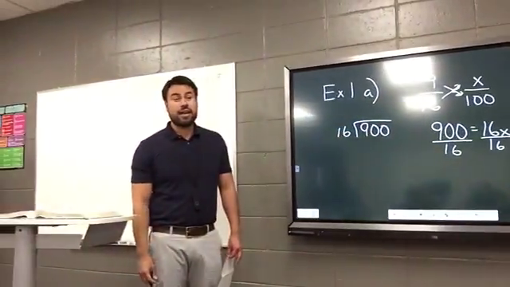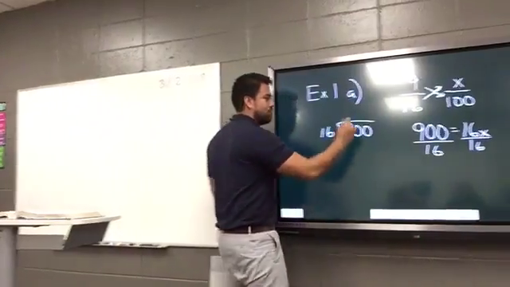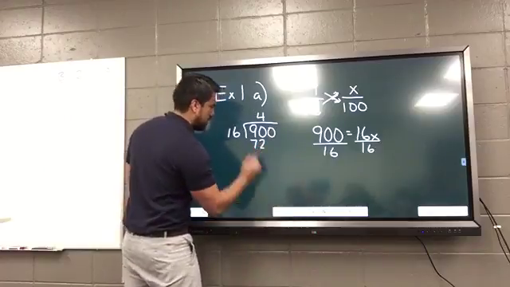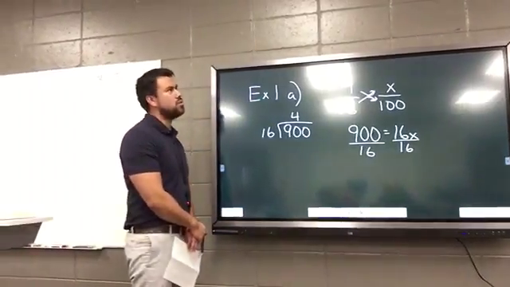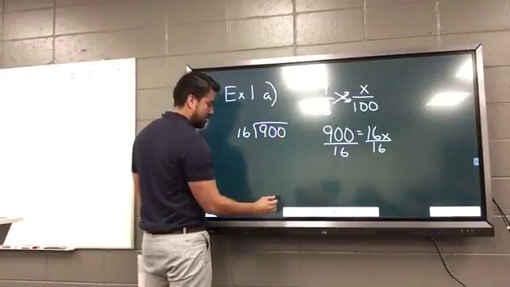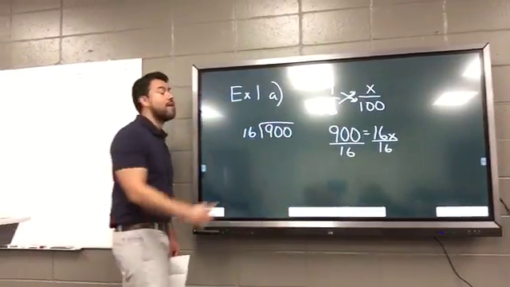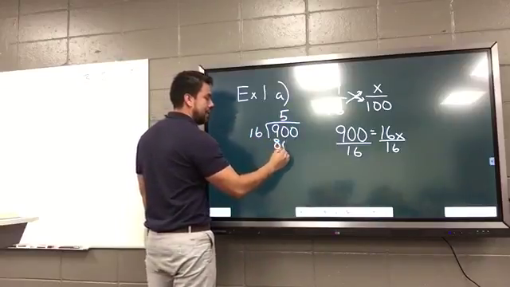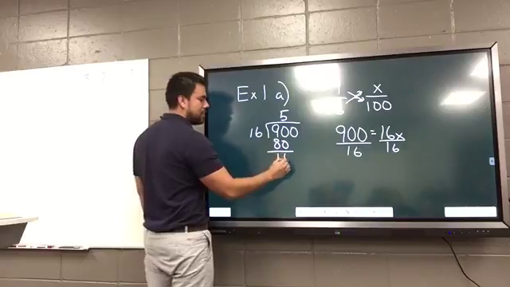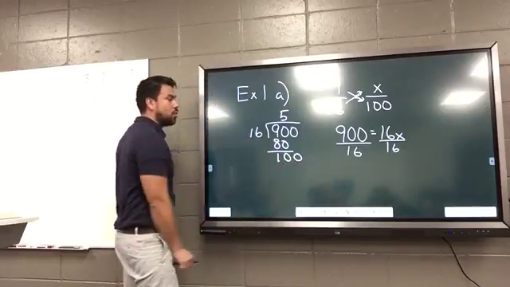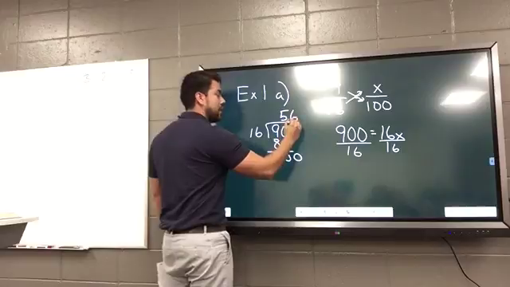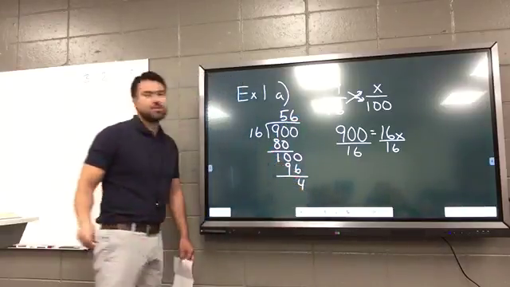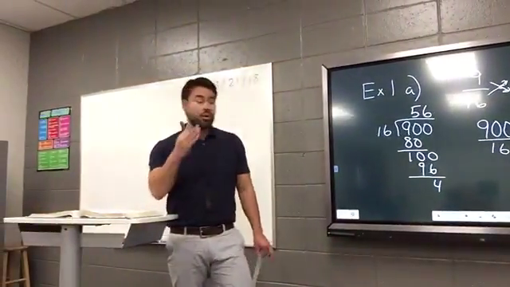Okay, so 16 goes into 90 4 times, that's going to be 72. 16, 32, 64. It doesn't go into it 4 times. It goes into it 5 times. And that's going to be 80. Okay, 90 minus 80, 10. 16 goes into 100 6 times. And that's going to be 96. Oh, what do you do if it keeps going? Yeah, put your decimal.